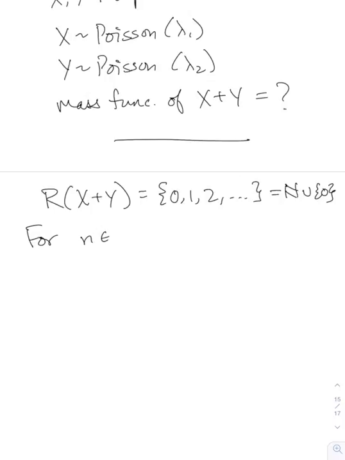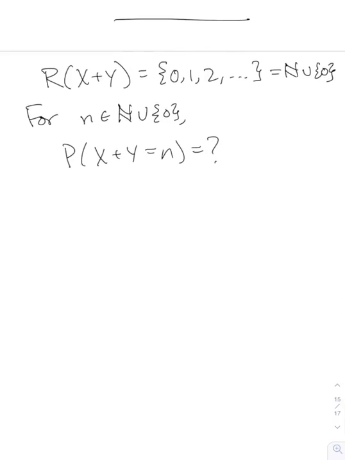So for any n in either the naturals or 0, I want to know what is the probability that x plus y equals n. That's what I need to calculate to know the complete distribution of the sum. All right, so we can do it like this. Let's break it down according to the value of x.